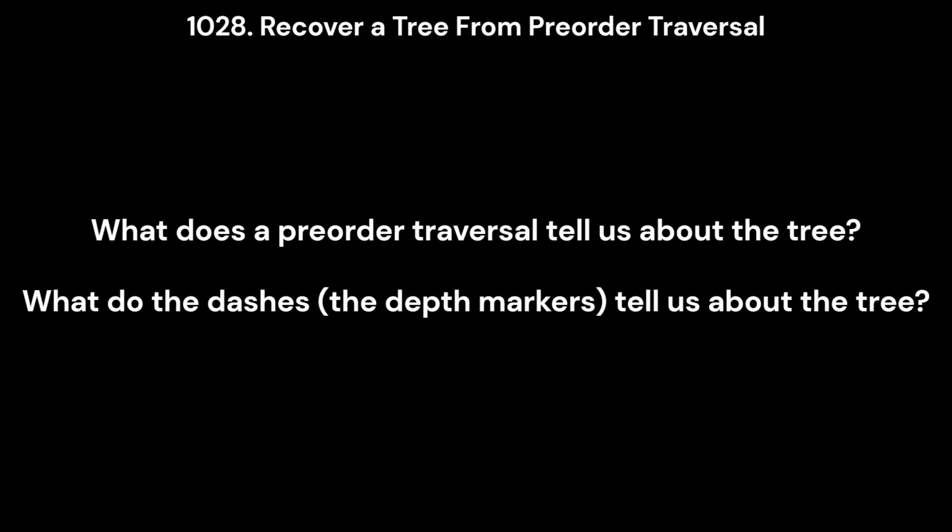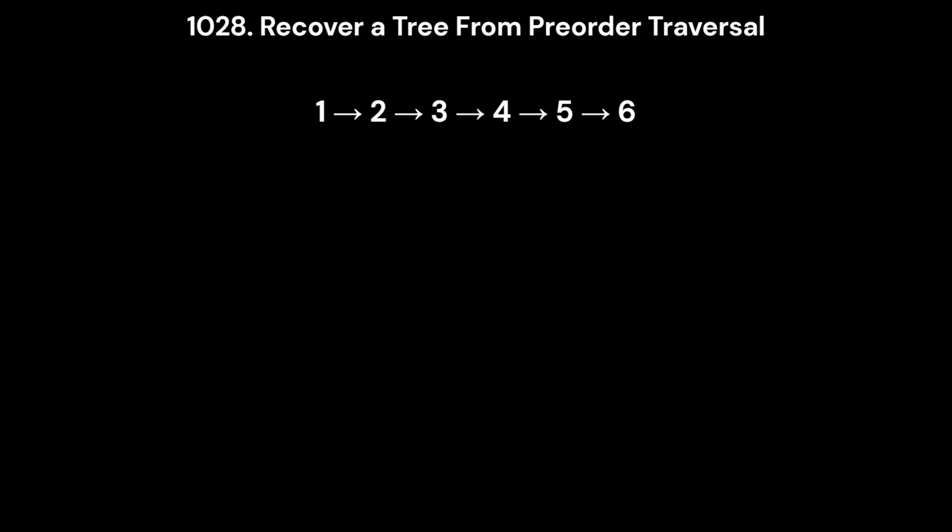The next problem may look tough, but don't worry, we only need to clarify two key ideas. What does a pre-order traversal tell us about the tree? What do the dashes, the depth markers, tell us about the tree? Pre-order traversal always visits nodes in the order: parent, left subtree, right subtree.